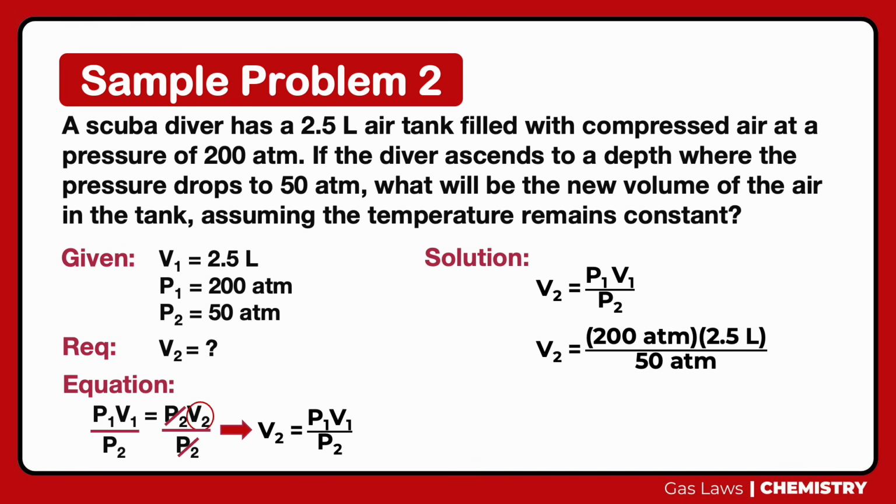By substituting the values, we will come up with a new volume of the air tank, which is 10 liters. This means that as the diver ascends, the external pressure decreases. The gas expands. This behavior perfectly follows Boyle's law, showing that pressure and volume are inversely proportional when temperature is constant.